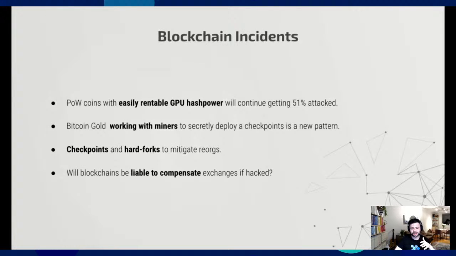So if we were to get some insights so far, proof of work coins, if you can rent GPU hash power to mine proof of work coins, they will continue getting 51% attack. There's no going around getting ASICs and being the dominant asset within the ASIC class, within the hash class. Bitcoin Gold working with miners to secretly deploy checkpoints is an interesting pattern. Maybe there's more room for threat intelligence trying to detect 51% attacks before they even happen.